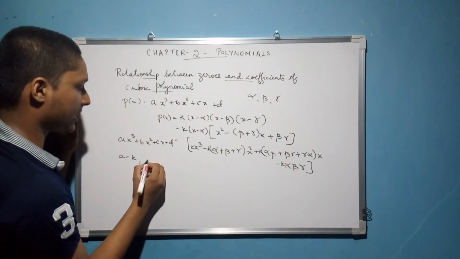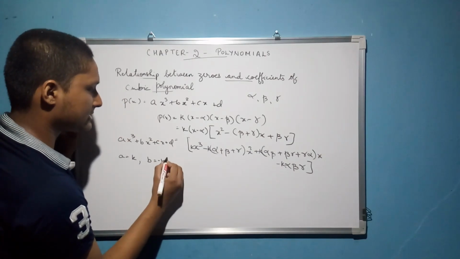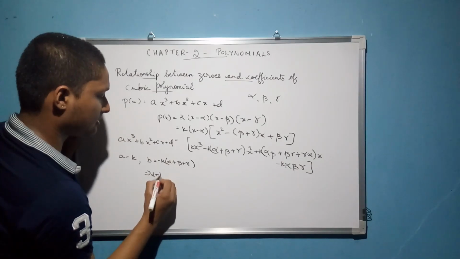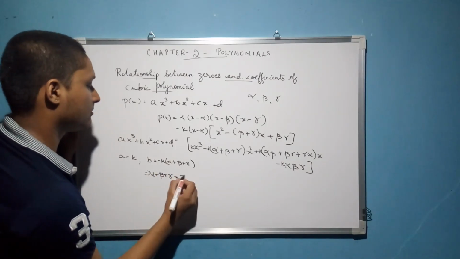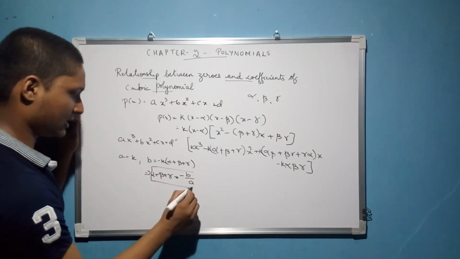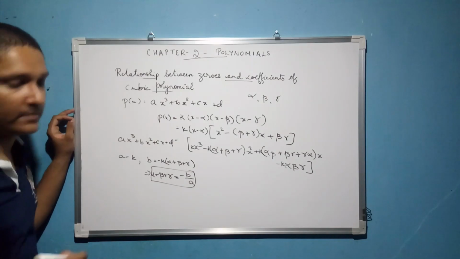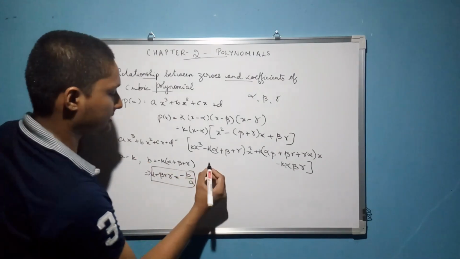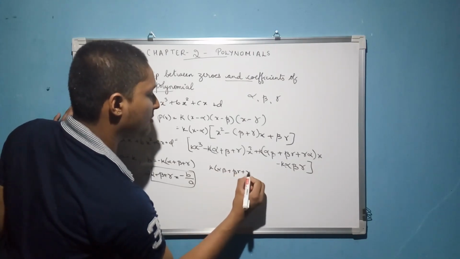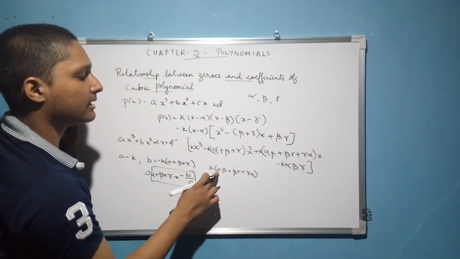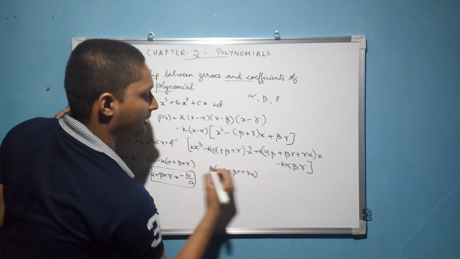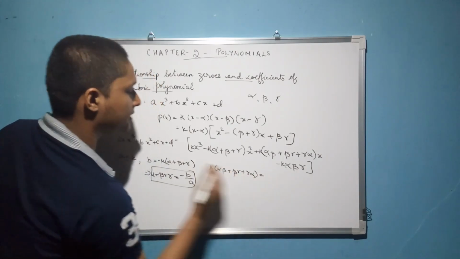So you have a is equal to k, b is equal to minus k into alpha plus beta plus gamma. Therefore alpha plus beta plus gamma comes to be minus b by k, and k is a. So this is minus b by a. Okay, alpha plus beta plus gamma is equal to minus b by a. Now you have your next one, that is k into alpha beta plus beta gamma plus gamma alpha. This is just cyclical: first, second, second, third, third, first. You have k into that thing, and that is equal to c.